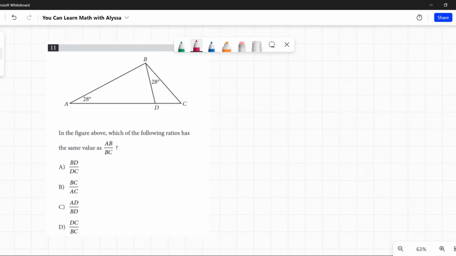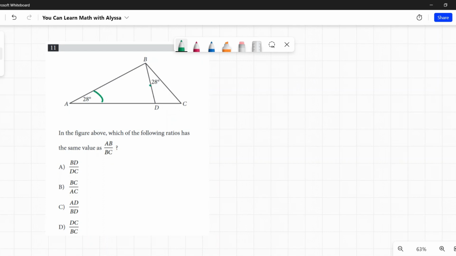On to 11. In the figure above, which of the following ratios has the same value as A times B over B times C? This one can be a little tricky to visualize. So I'm going to do my best to draw everything out to show you what's going on here.